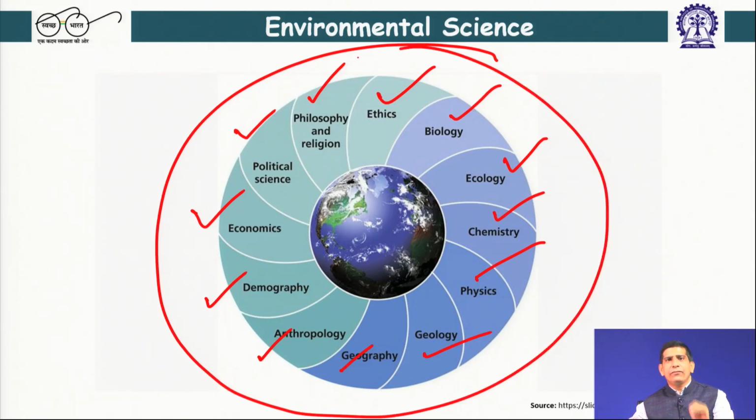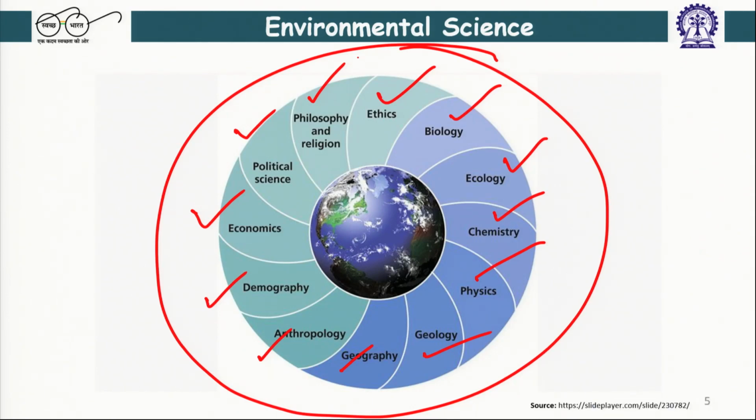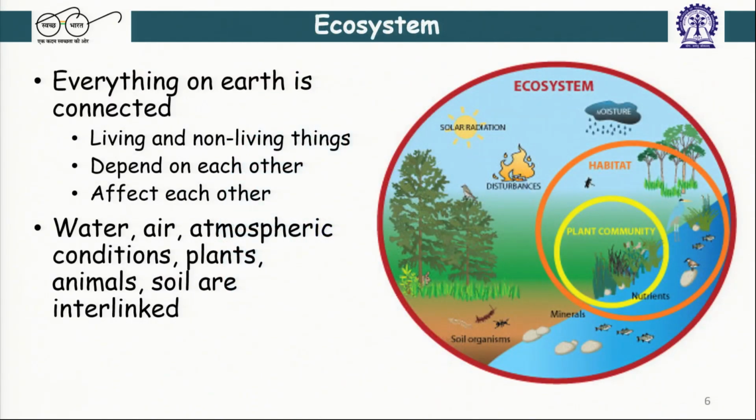And all of you in this class will be graduating. When you graduate, you will have one or the other specialization from these different sub-disciplines that we have listed here. So each one of such contributions is required to prevent the environmental degradation in the country. So ecosystem, everything on the earth is connected. It's an ecosystem, living and non-living things, they depend on each other, they affect each other.